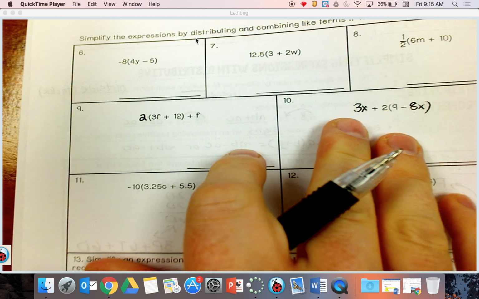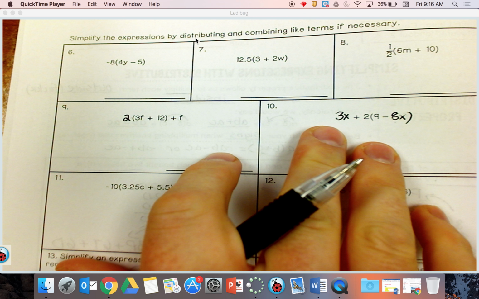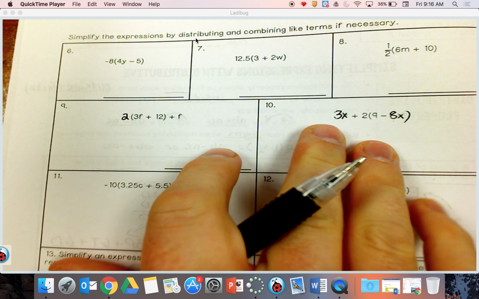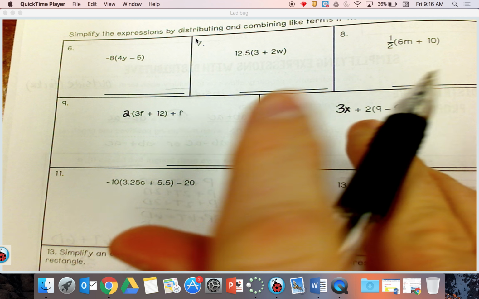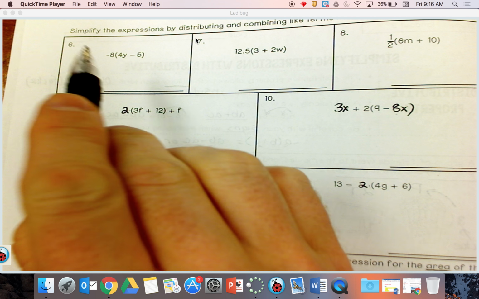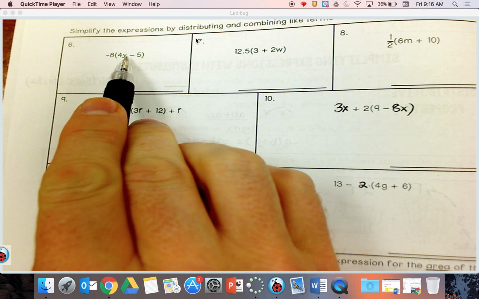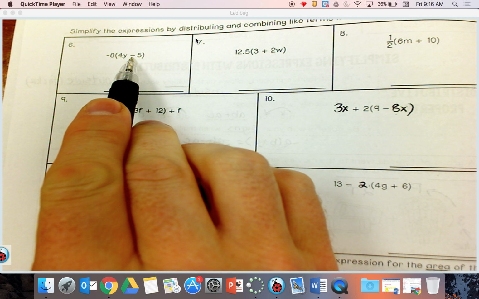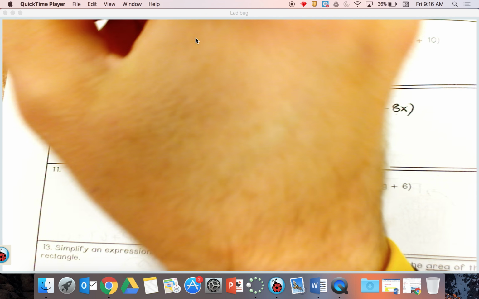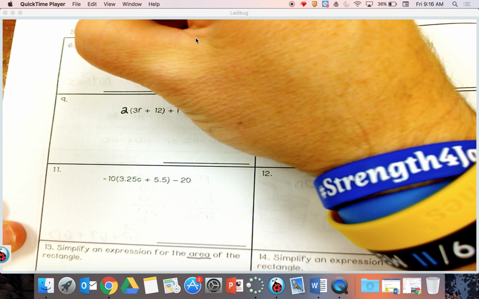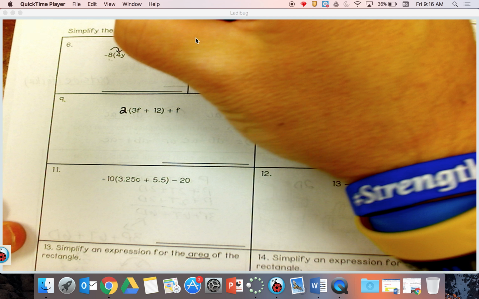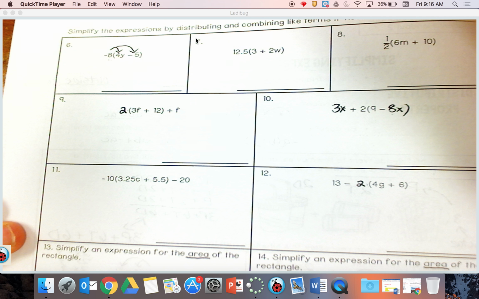Here's another one about distributing property and then putting these things together. We have a couple of problems here. We'll just check these real quick. I have a negative on the outside, a positive, and then a -5. So remember, this term is multiplying. So I can go zoop here, and then the -8 goes zoop over here.